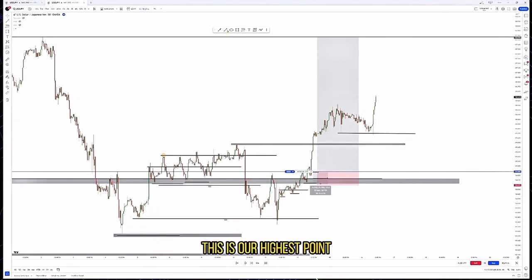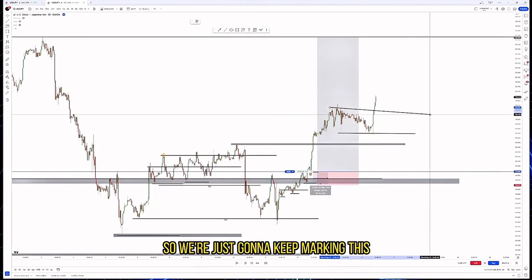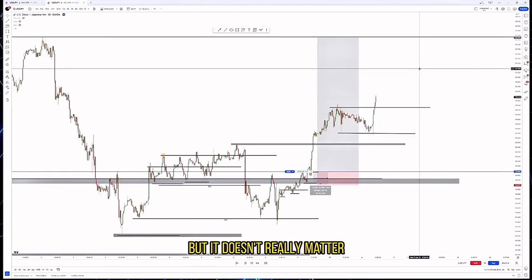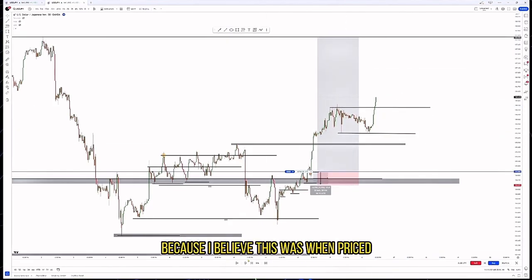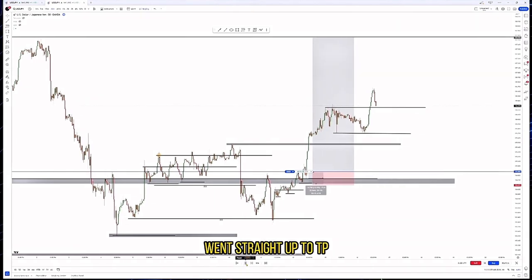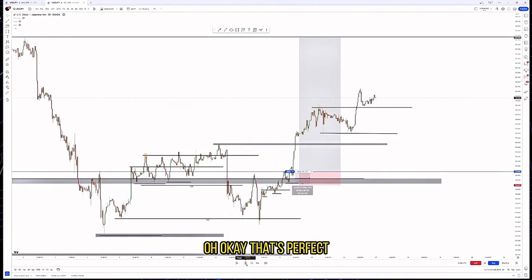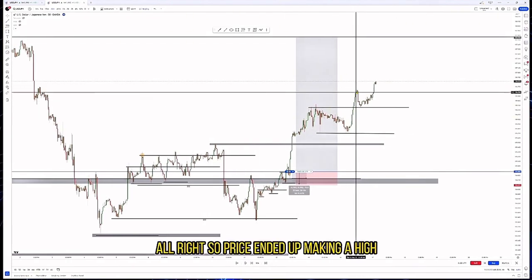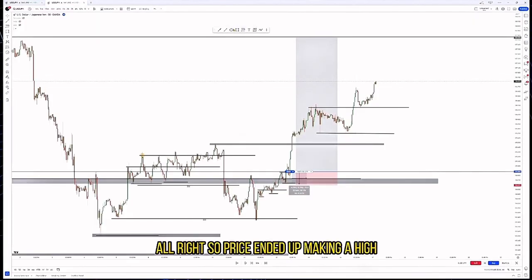This is our highest point too as well. So we're just going to keep marking this, but it doesn't really matter because I believe this was when price went straight up to TP. Oh, okay, that's perfect. That's perfect. All right, so price ended up making a high.